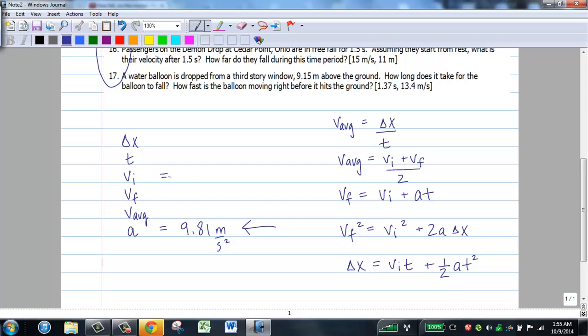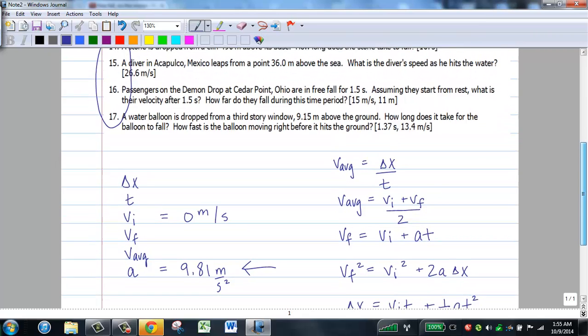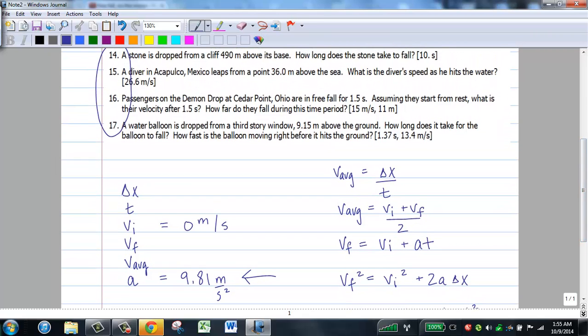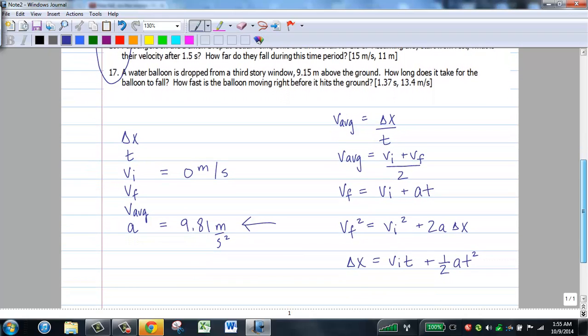So the initial velocity is 0. Sometimes that's stated. Assume it starts from rest. Sometimes it's implied. The object is dropped. Sometimes it's not stated or implied, as in number 15, where the diver leaps from a point 36 meters above the sea. But we assume the initial velocity is 0 to simplify the problem.